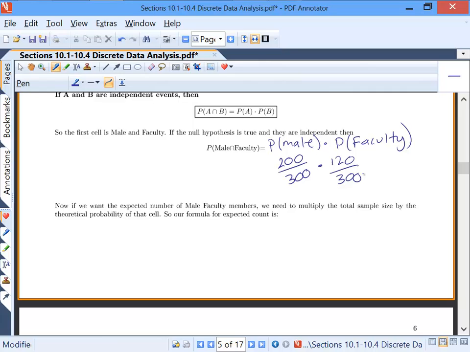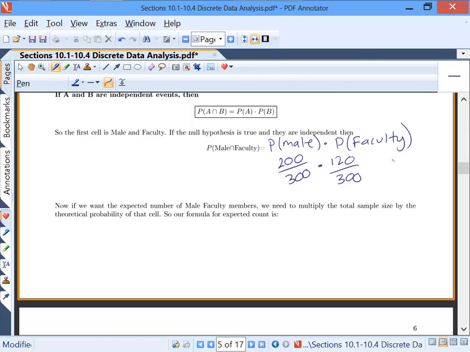Okay. So that's our probability. I'm just going to leave it like that for a minute. We'll see why. Okay. So this is how we find the probability of male and faculty. Now if we want the expected number of male faculty members, we need to multiply the total sample size by the theoretical probability of that cell.